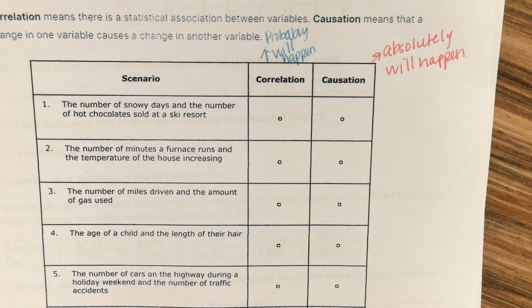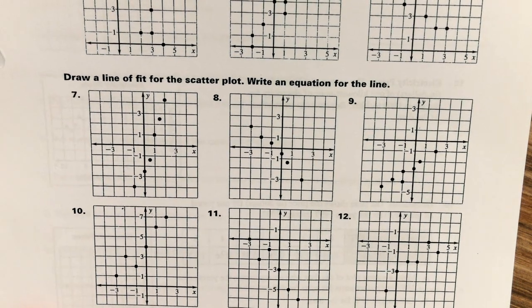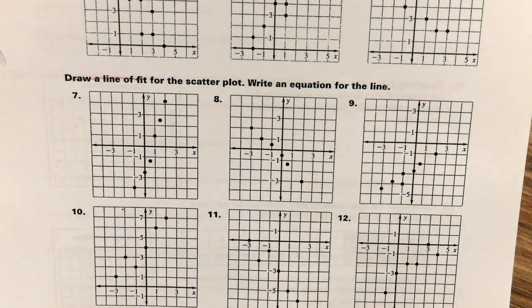Okay, let me get you your assignment. Okay, on number 1 through 6, it just wants you to write if it's a positive correlation, negative correlation, or no correlation. On 7 through 12, mark off where it wants you to draw a line of fit. I don't need you to do that. Okay? I do, however, want you to write an equation for the line. And that's all you're going to do. You don't have to do the R. There's just not a lot of space.